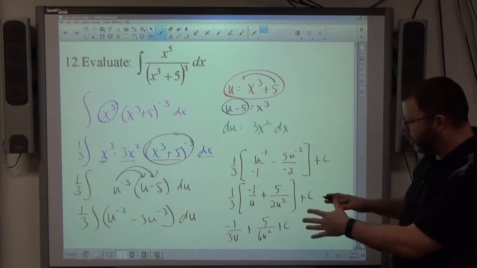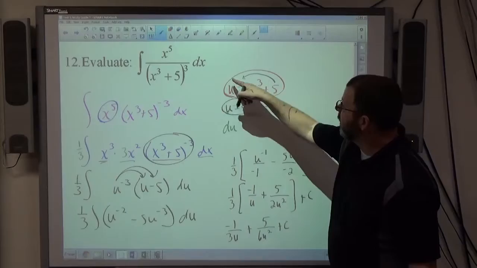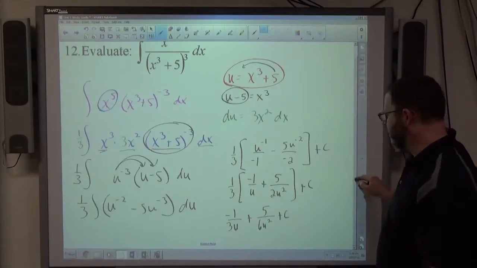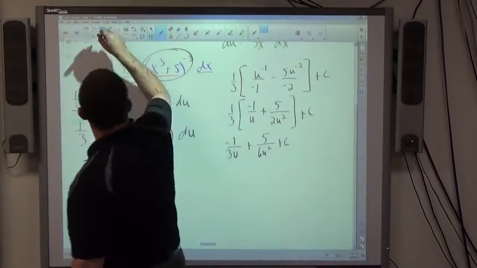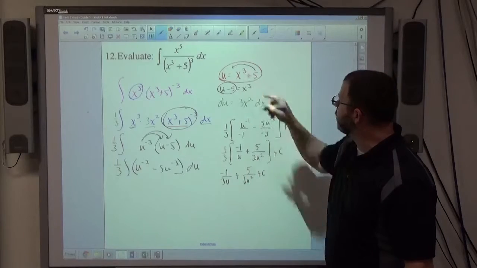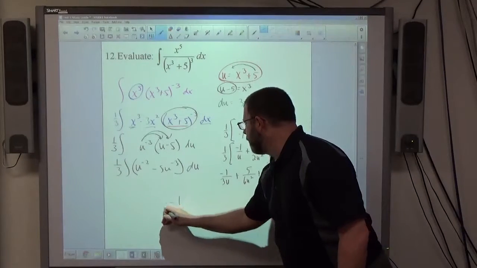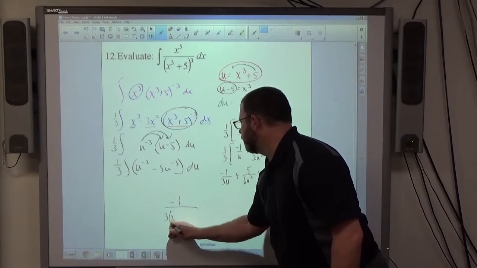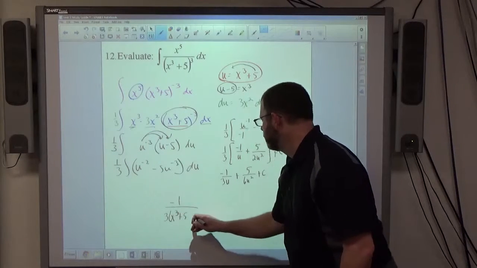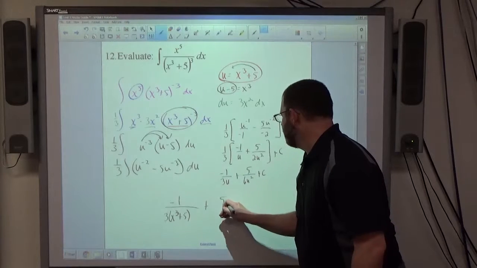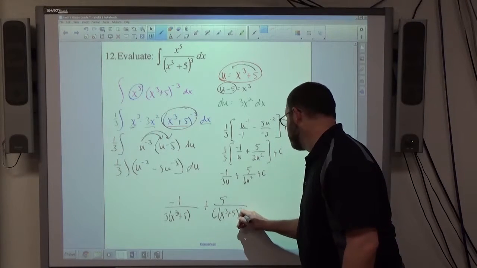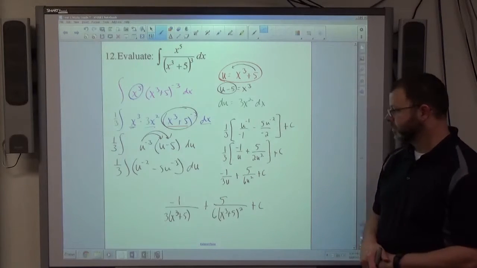Once I get the answer in terms of u in simplest form, then again, it's dx. I want to get x as my answer. I'm going to change u back to x cubed plus 5. So my final step here is going to be to change these u's into x cubed plus 5. So negative 1 over 3 times x cubed plus 5 plus 5 over 6 times x cubed plus 5 squared plus c.